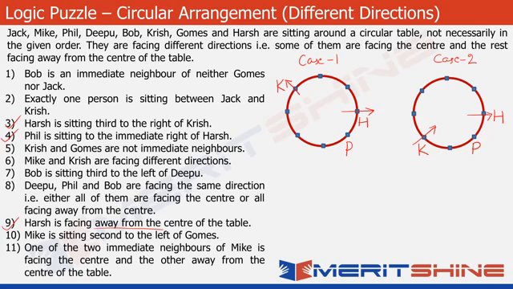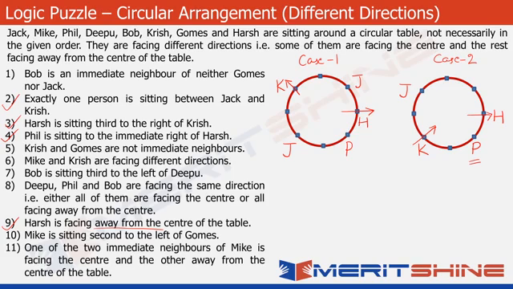Let's proceed. You need to understand that whatever we do from now on, we'll have to put in both the cases simultaneously. Look at statement 2 now. It says that exactly one person is sitting between Jack and Krish. If we look at case 2 first, there is only one possibility for Jack, this position, because this other one is occupied by Phil. But if you look at case 1, there are 2 possibilities. Jack can either occupy this place or this one.